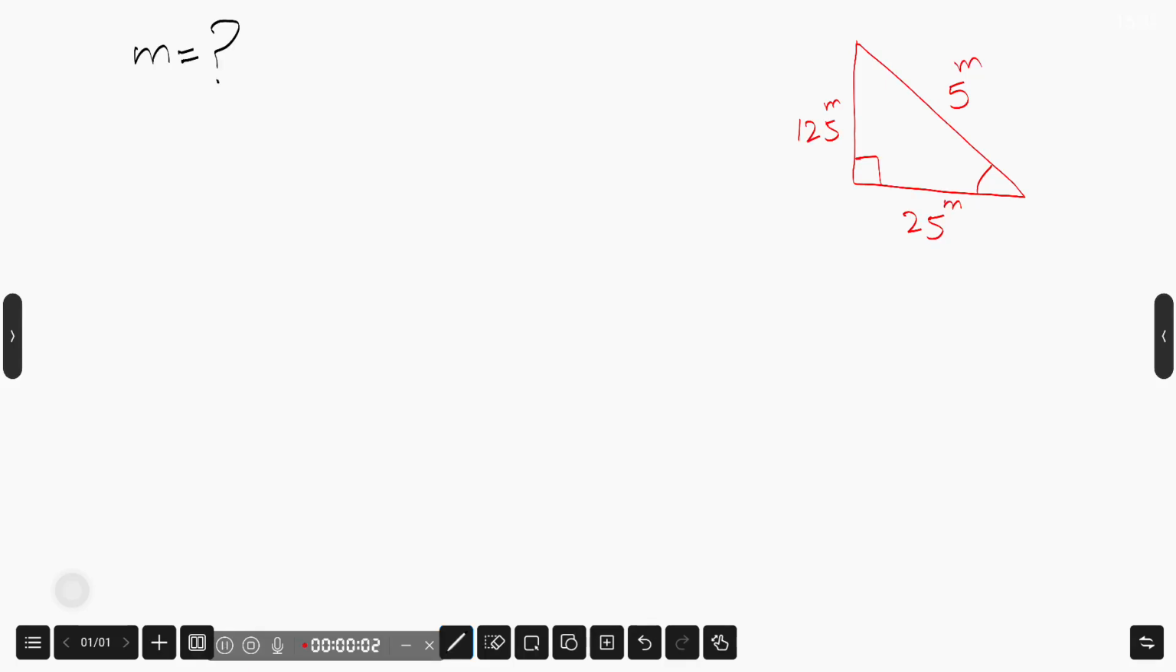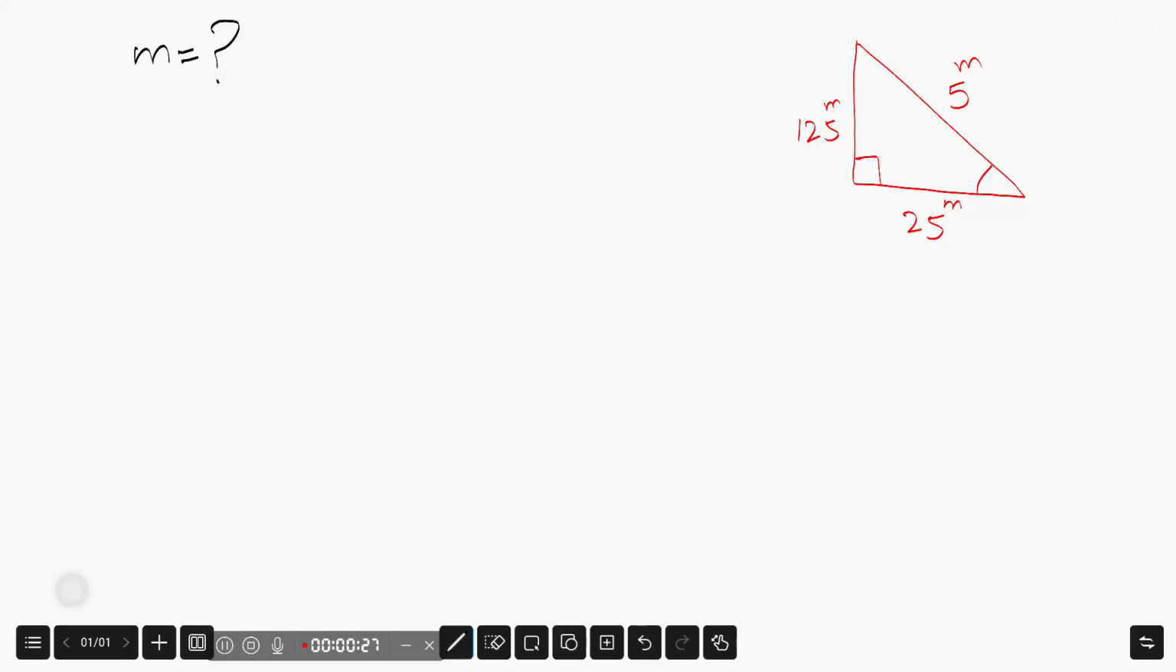Hello everyone, welcome to solve this math Olympiad geometry problem. Here we have a nice right triangle in which the length of one side is 25 to the power of m, its hypotenuse is 5 to the power of m, and the length of the third side is 125 to the power of m. So in this question we find the value of this exponent m.